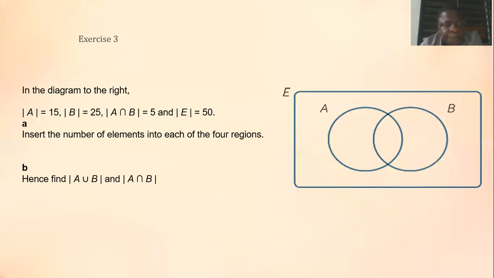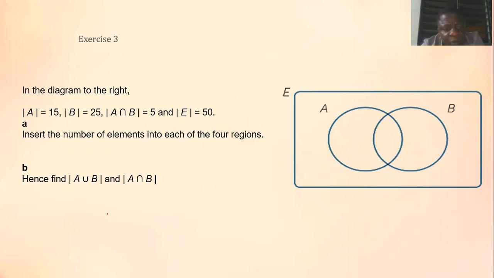Let's go to exercise 3. It says in the diagram to the right, we have E being the universal set again. A contains 50 members, meaning the whole circle of A, 50 members. B contains 25. That's the whole circle of B is 25. And their intersection, which is that region, contains 5. If the universal set is 50, illustrate this on the Venn diagram. Then go ahead and calculate the union of A and B, and also A intersection B.